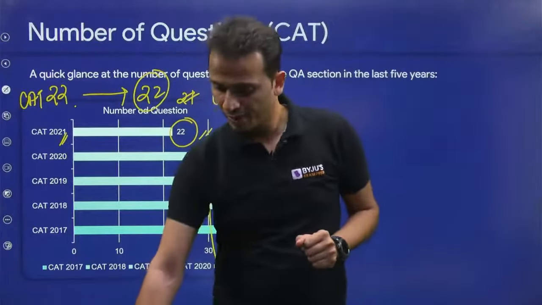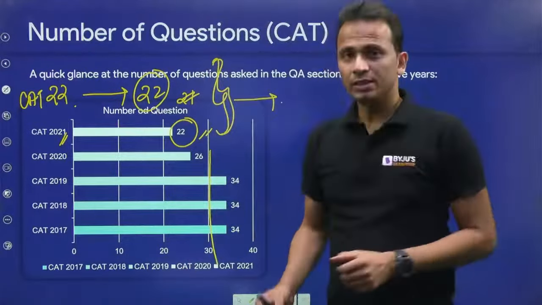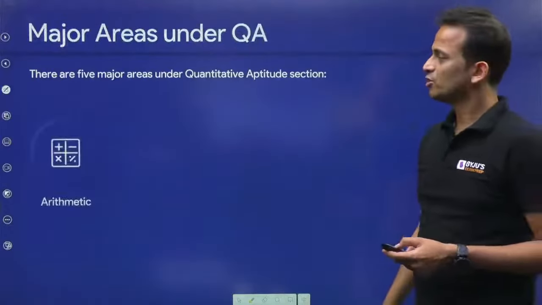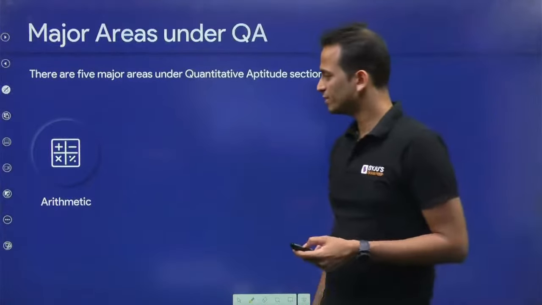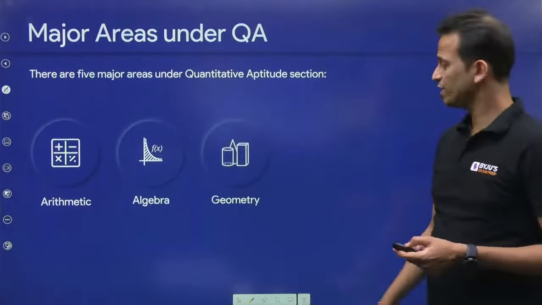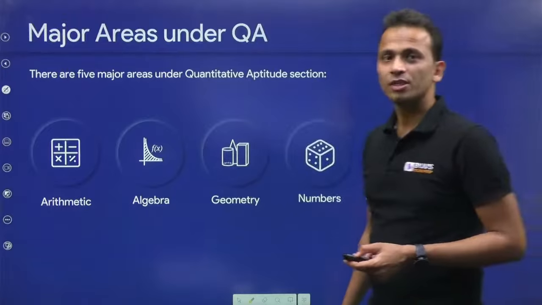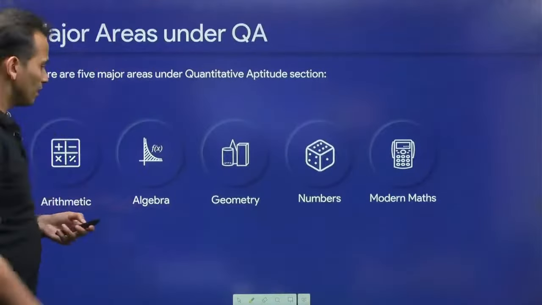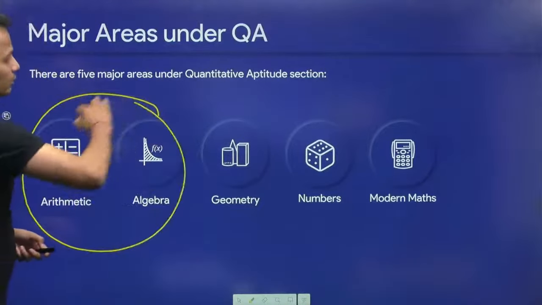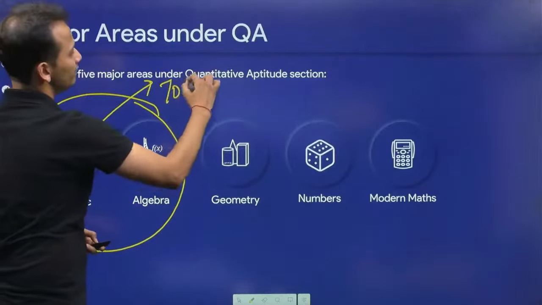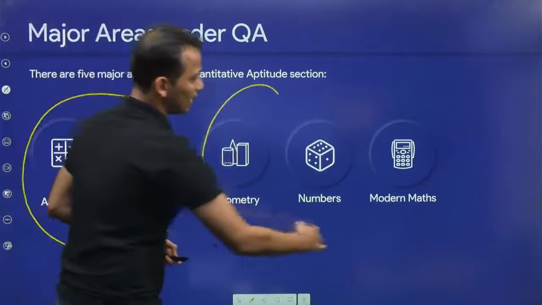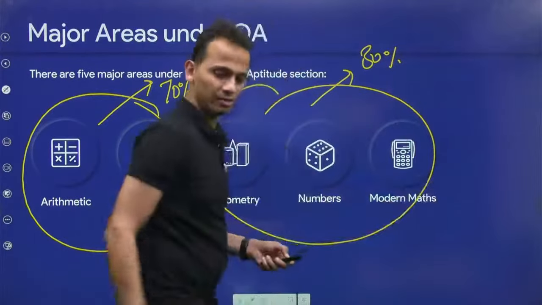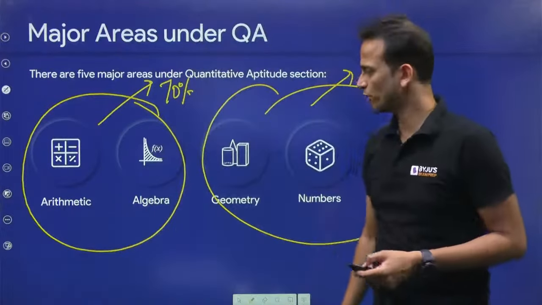All right. Okay. Now, these are the 5 areas that are tested, as I've already mentioned. So the 5 major areas are arithmetic, algebra, geometry, number systems, and modern mathematics. Okay, so these are the 5 areas that are tested in CAT, and these two comprises more than 70% every year, and these 3 combined comprises somewhere around 30% every year. Okay, this is what we have already spoken.